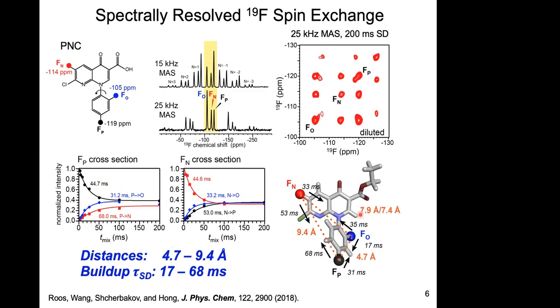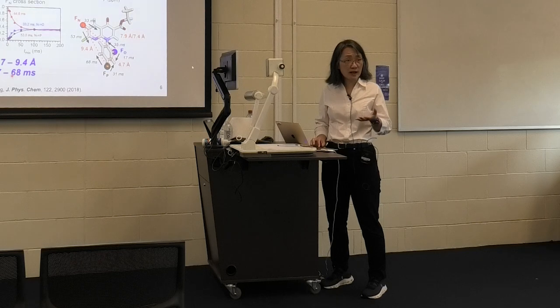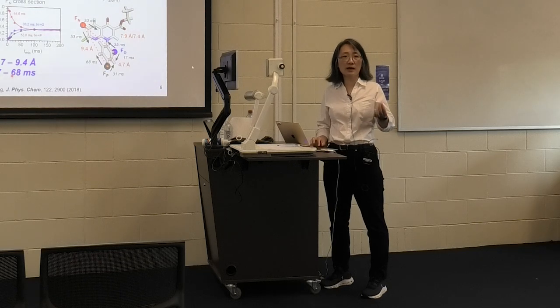So this being a small molecule, I know exactly what the distances are among these 3 fluorines. And the distance range is between about 4.7 angstrom to almost 10 angstrom. And I can get the buildup rate constant. For all of these, you see the buildup is single exponential. So I have time constants between almost 20 milliseconds to about 70 milliseconds. I should tell you, well, this is nothing special. This is in a sense straightforward, but the time constant is pretty fast compared to carbon-carbon NMR.